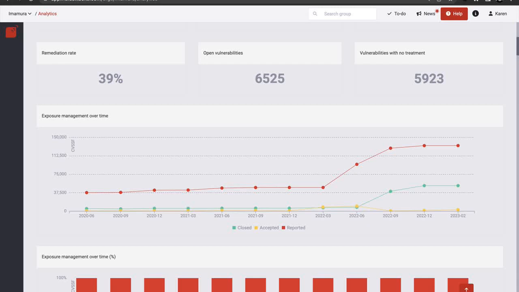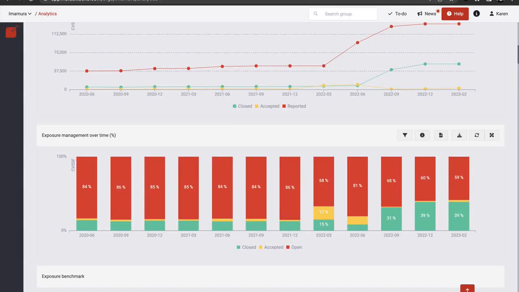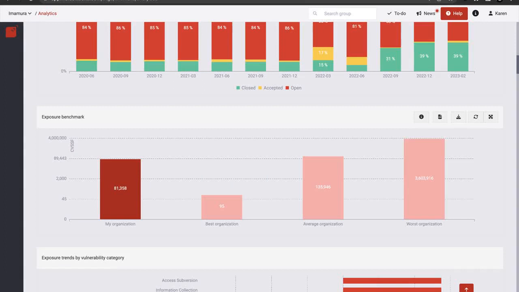To clarify, accepted risk exposure is the one over which you have decided not to exert any remediation efforts temporarily or permanently. You can see this information expressed in percentages in the next chart and also benchmark your risk exposure against that of the best, the average, and the worst performing organization.